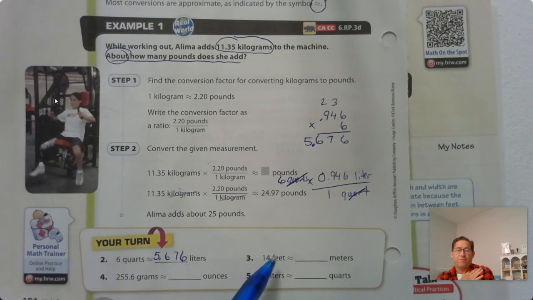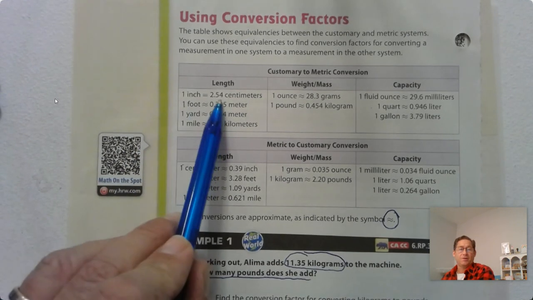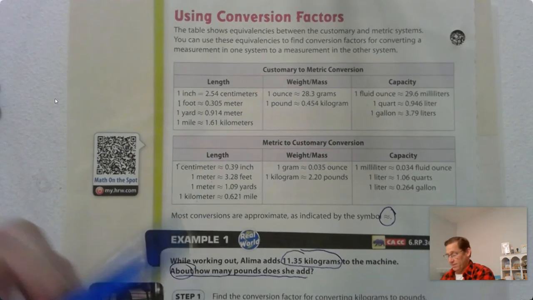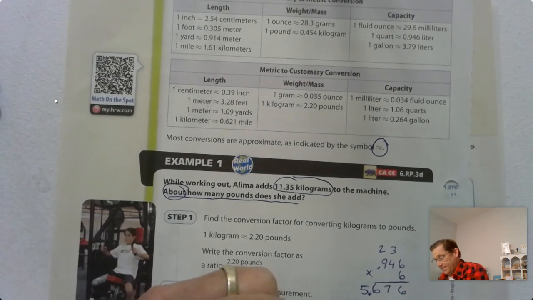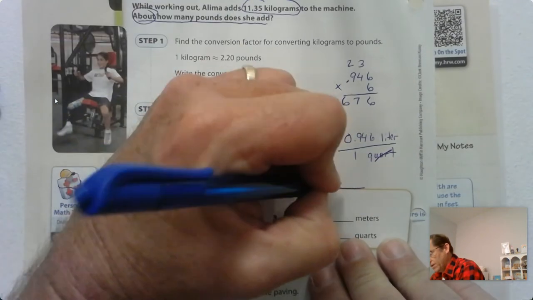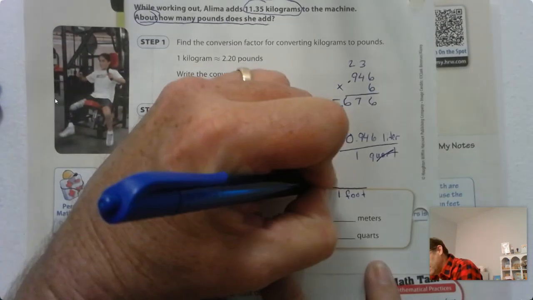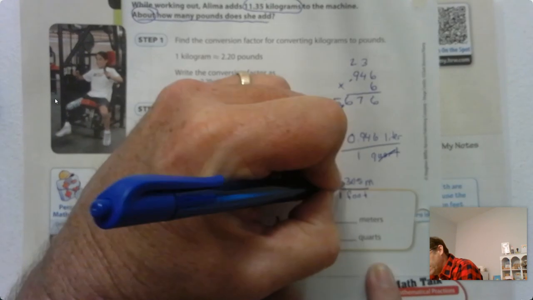All right, so number 3, 14 feet is approximately how many meters? So we have feet and we have to go to meters. So here's the feet, and they're approximately 305 thousandths of a meter. So start with 14 feet times, what's the conversion factor? So if we have 14 feet, what is the conversion factor? It's 1 foot is 305 thousandths of a meter.